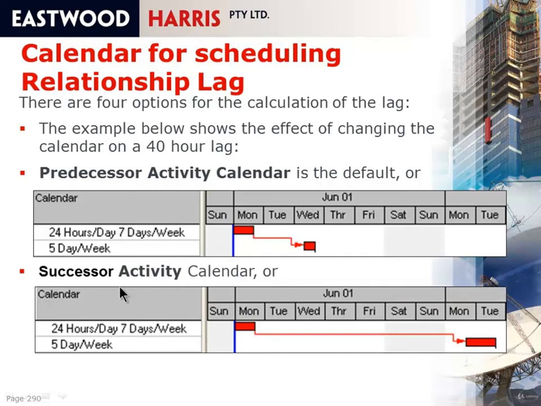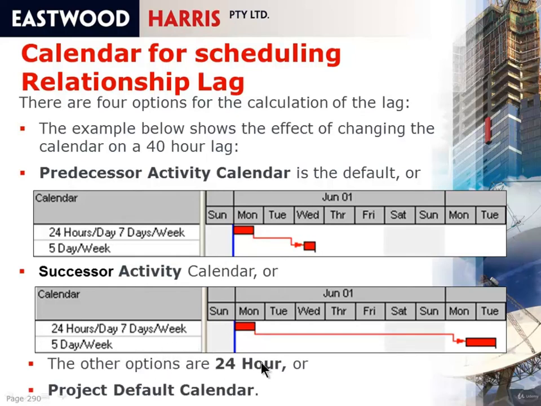If we change the calendar to the successor activity, the 40-hour lag is calculated on 8-hour-a-day, 5-day-a-week. So we're finishing Monday afternoon, so this is the first day, second, third, fourth, fifth day. So in some circumstances, there can be a large difference in choosing between the predecessor and the successor. You'll find that Microsoft Project, by default, always calculates on the successor. But you find Primavera P6, when you create a project, normally by default it's on the predecessor activity. You also have options of 24-hour or project default calendar.